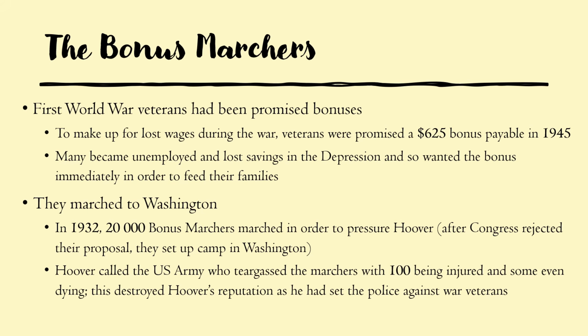So this was the second feature. So in 1932, 20,000 of them marched to Washington in order to try to pressure Hoover and the government to give them money. But Congress rejected their proposal, and they weren't allowed this bonus. But they didn't give up. They decided to set up camp in Washington, right outside where Hoover was living, in order to try and pressure him and convince him to change his mind.